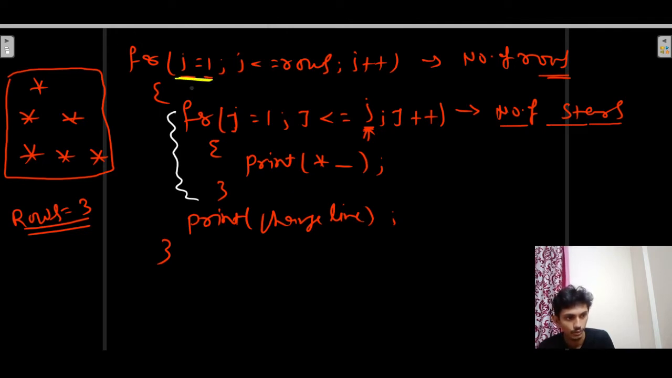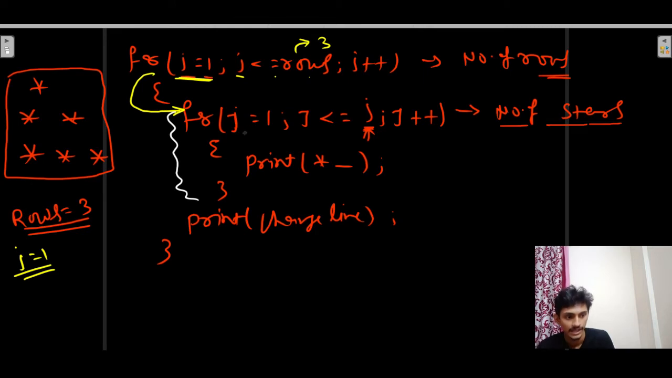Initially, i will be 1. Okay, and i is less than, what is rows? Rows is 3. In this case rows is 3. So 1 is less than or equal to 3. This is true. Okay, so where will control go? Control will go to this for loop.